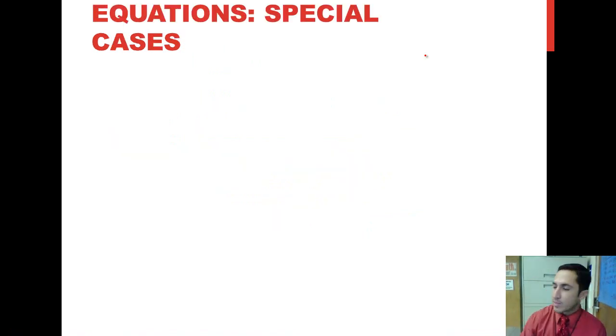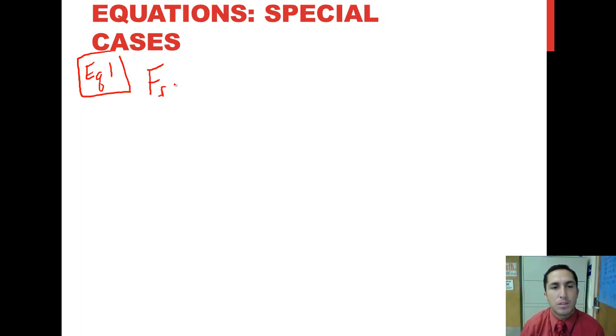Next slide. Special cases for friction. Write this down, please. If you don't know it, here's some equations. Here's your first equation when you're dealing with friction. Equation number 1: friction force is equal to mu, could be K, could be S, whichever one they give you, times your normal force. That's equation 1.